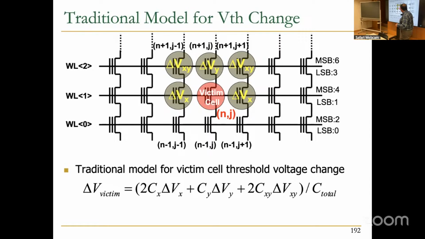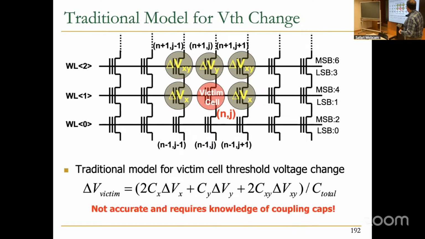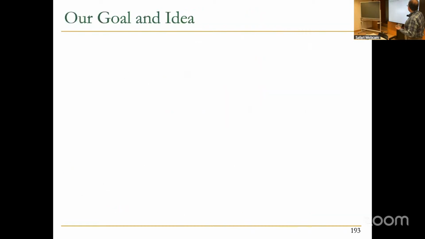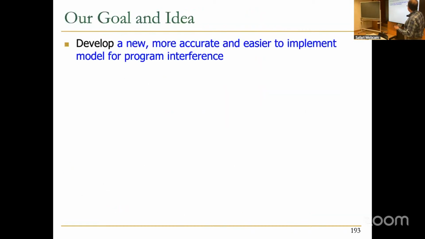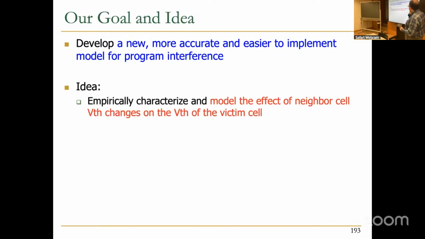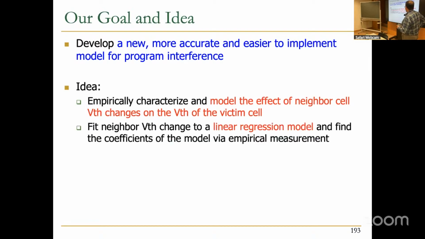So the problem with this model is that it is not accurate enough. And also there are some values that you cannot easily calculate, like coupling capacitance. So our goal was to develop a new, more accurate and easier to implement model for program interference. The idea is to empirically characterize and model the effect of neighbor cell threshold changes on the VTH of the victim cell.